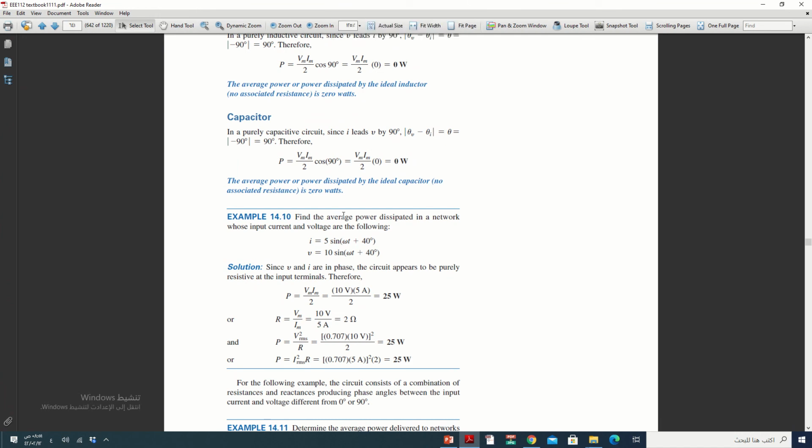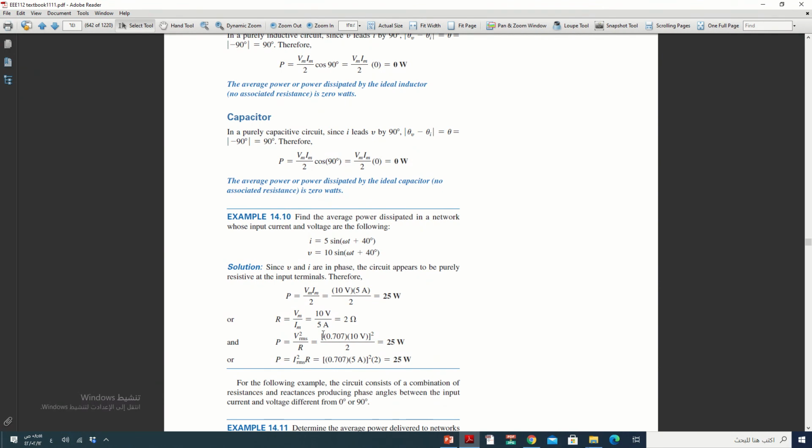Find the average power dissipated in the network whose input current and voltage are the following. It is a resistor, since the angle is 40 and 40, and we know that to find the average power, peak multiplied by peak divided by 2. This means 5 by 10 divided by 2, it will be 25.